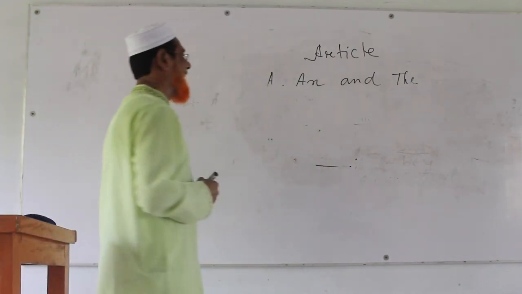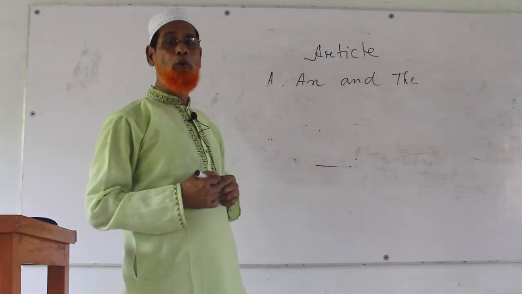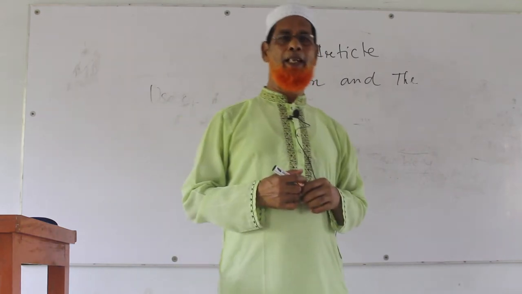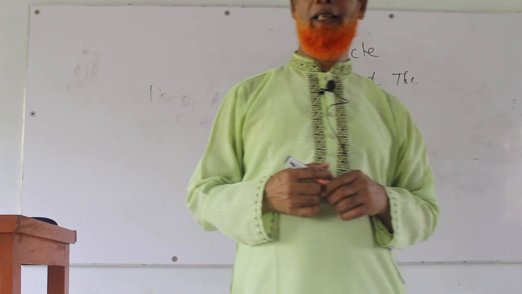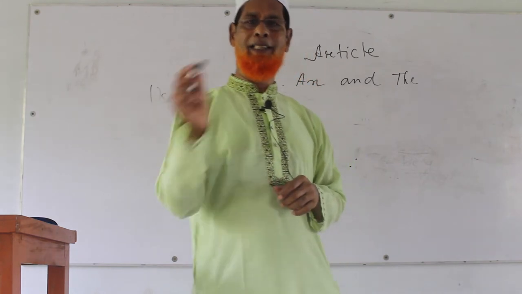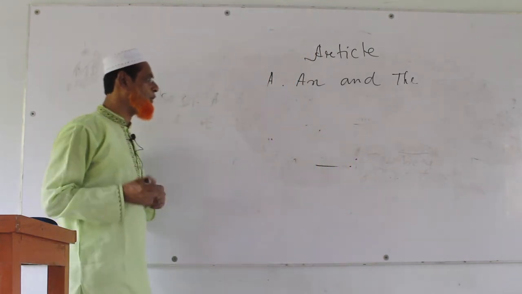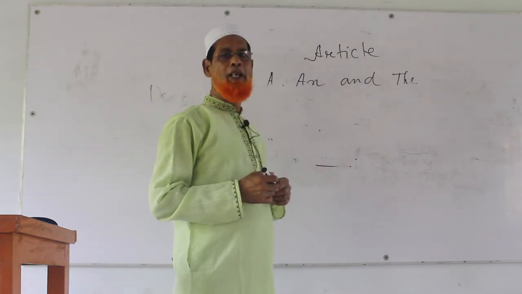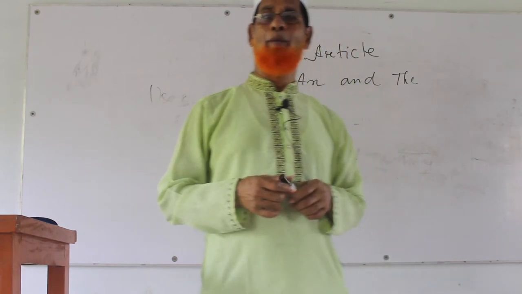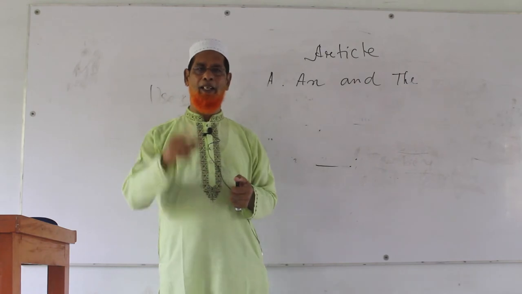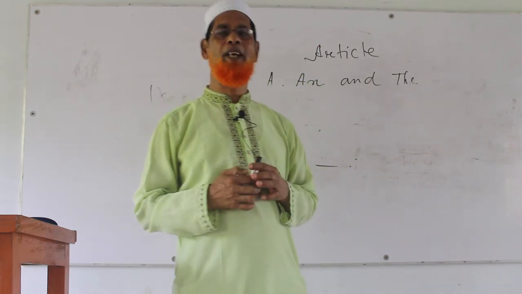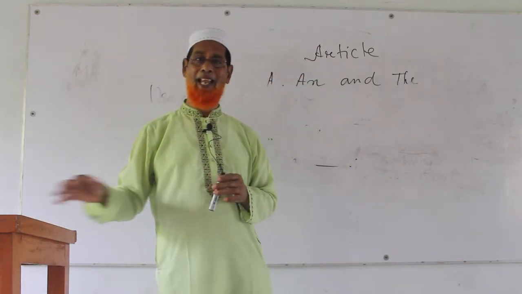Number one, a or an can be used as a preposition. Many times we use a or an instead of a preposition, and in this case we shall use a or an obeying the same rules. Number one, just like a preposition, instead of a preposition we can use a or an.